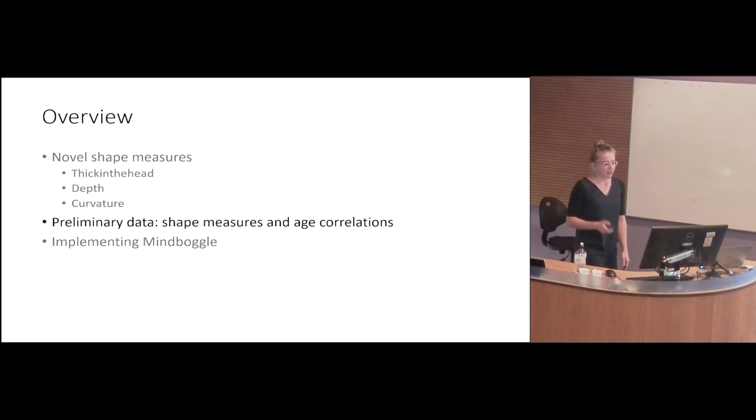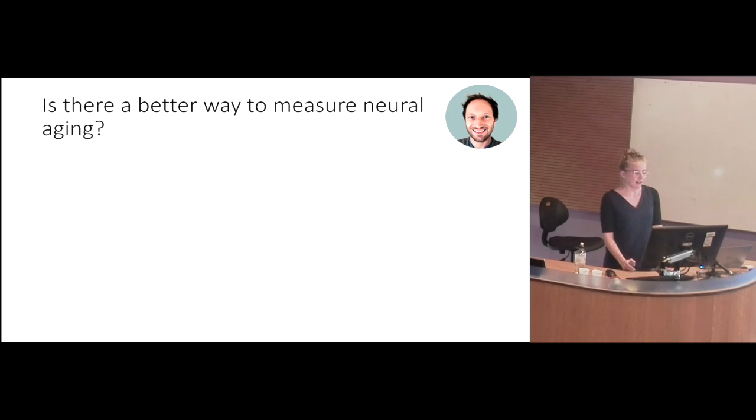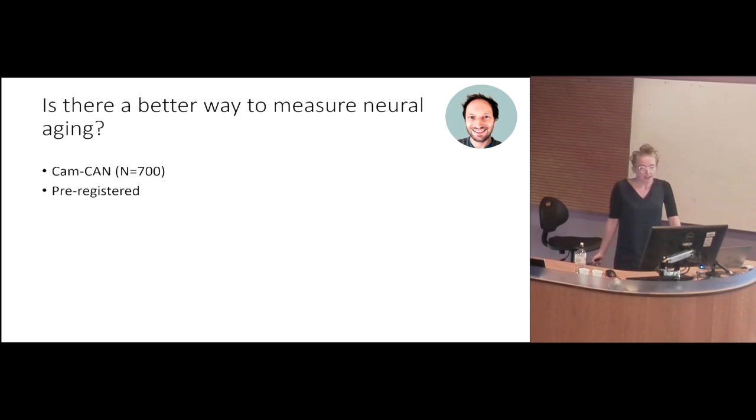I'm now going to share with you some very preliminary data on a project that we were just doing, in which I tried to see how these measures relate to age. The question was, is there a better way to measure neural aging than what we normally do with VBM or cortical thickness/volume? What we did is we ran this Mindboggle stuff on roughly 700 people on the CamCan dataset. When I say we, that was Tim using the HPC, the Large Computing Cluster. We pre-registered our analyses. And as I said, I'm now going to show you some results.